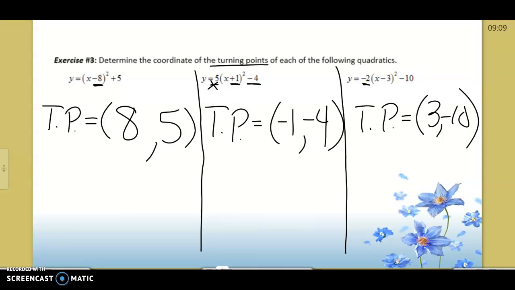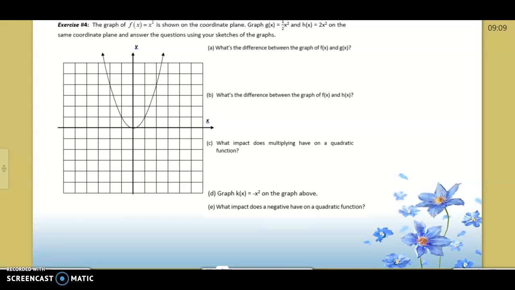All right. So far, we've just talked about turning points. Now we're going to talk about a number in front of x squared and how that changes things. So this is on the back, and I've tried to make this as simple as possible, knowing that this was going to be done virtually. So here we go.